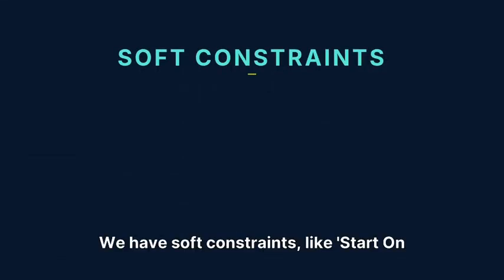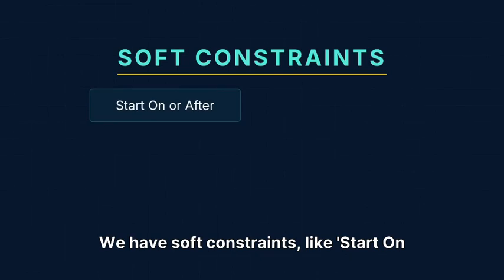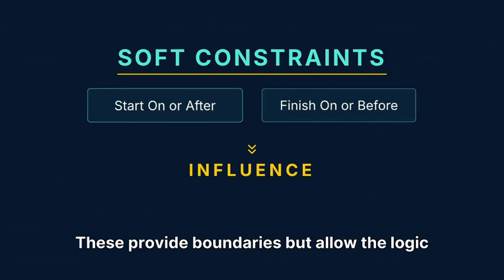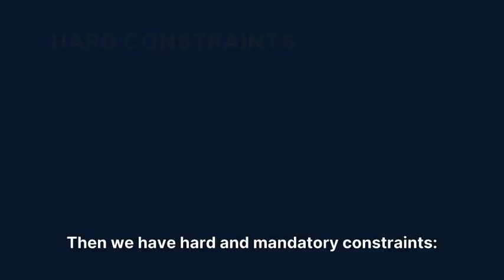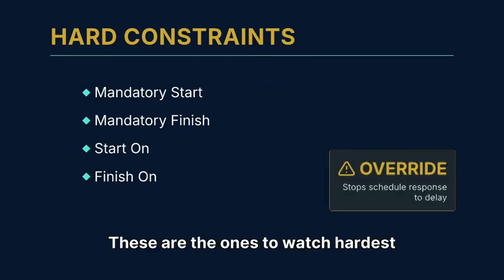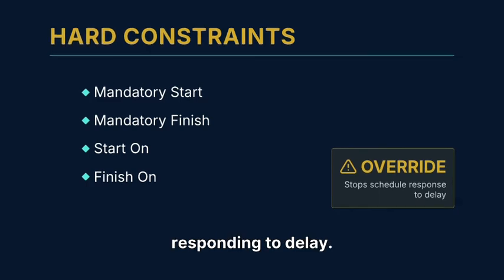Know the family. We have soft constraints like start on or after, or finish on or before. These provide boundaries but allow the logic some room to move. Then we have hard and mandatory constraints, mandatory start, mandatory finish, or start on. These are the ones to watch hardest because they can stop the schedule from responding to delay.